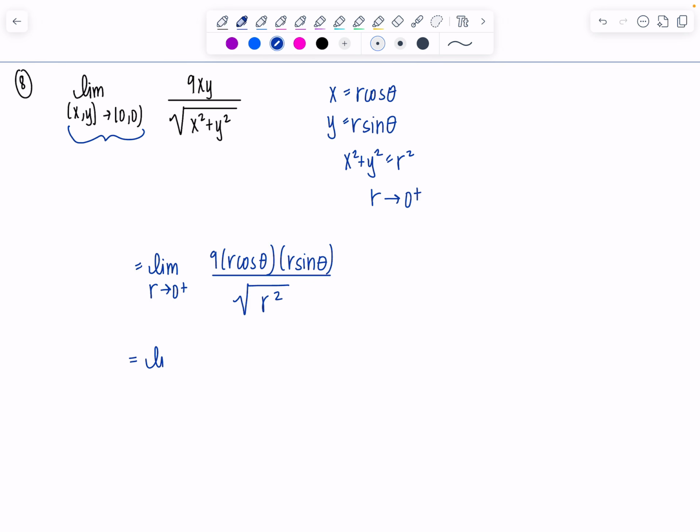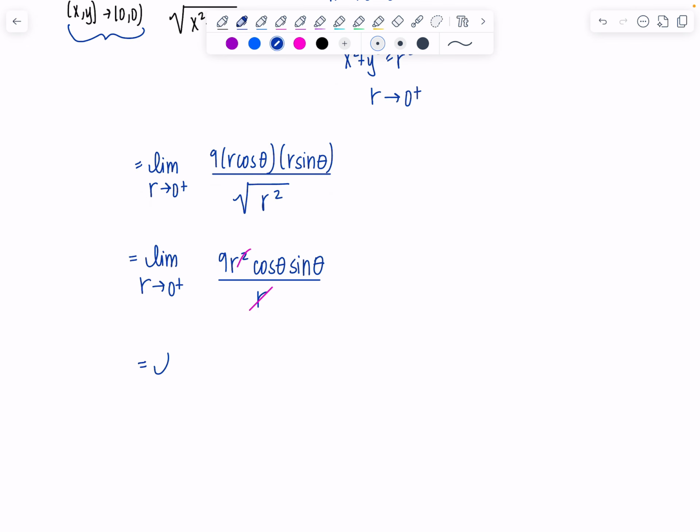So let's see what we've got here. Limit, r goes to 0 from the right. Up top I have 9r squared cosine theta sine theta over r. So one of these r's will cancel. And then now we have the limit as r approaches 0 from the right of 9r cosine theta sine theta. Well, let's see. I know r is going to 0. What about cosine theta times sine theta? I don't know. All I have info on is that r is going to 0 from the right.